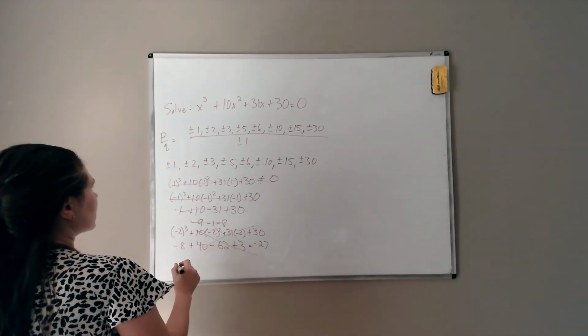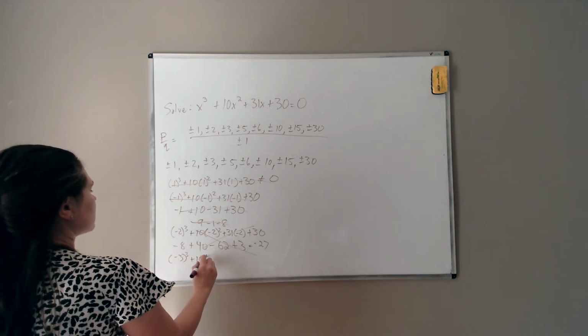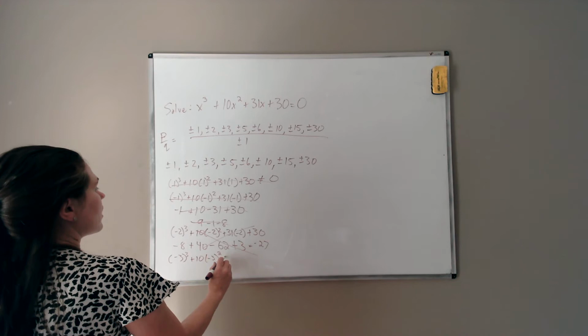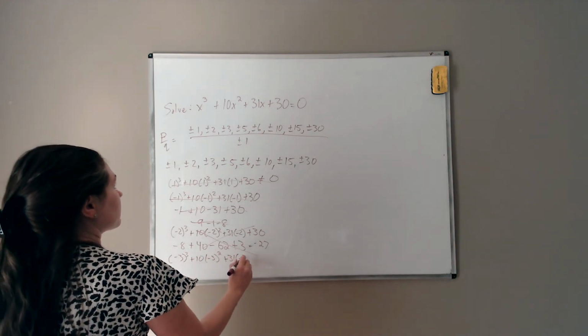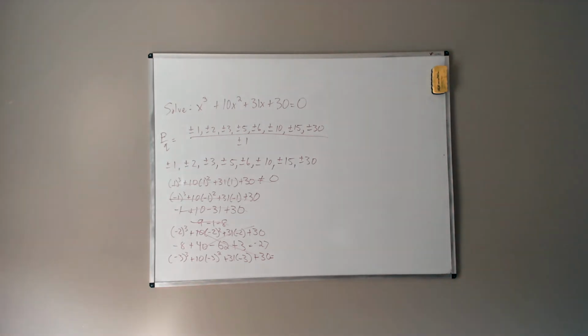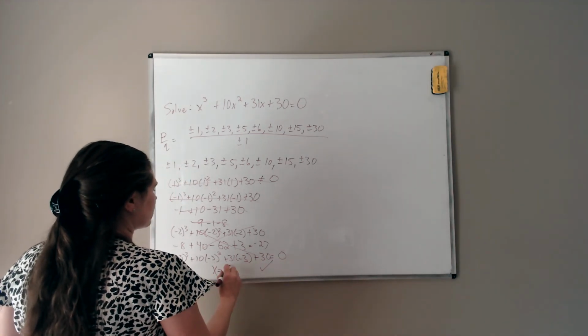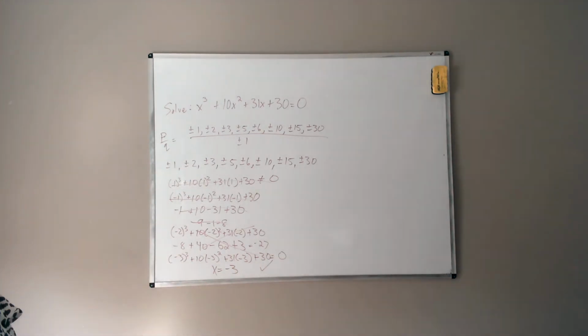Okay, I'm going to plug in negative 3. So that's negative 3 to the third plus 10 times negative 3 squared plus 31 times negative 3 plus 30. Put that into your calculator. Let's see what we get. Ooh, we got 0. So we found a value that's a solution. One of the solutions is negative 3.